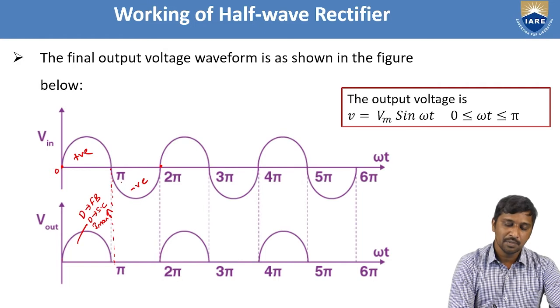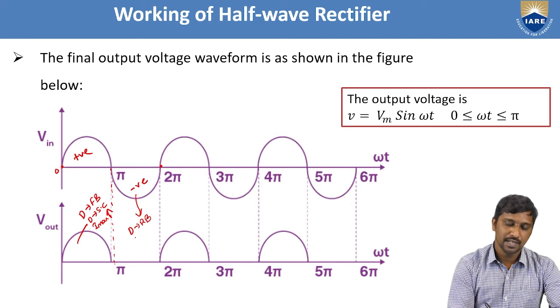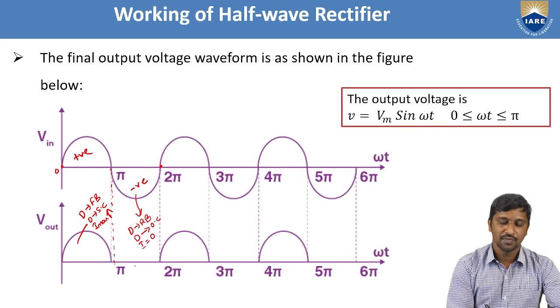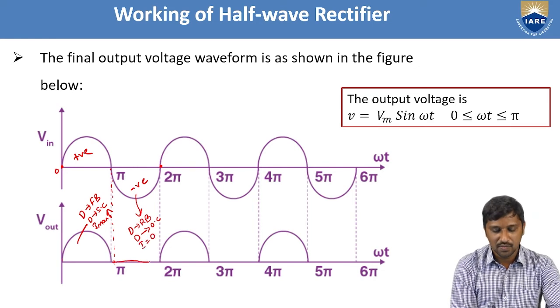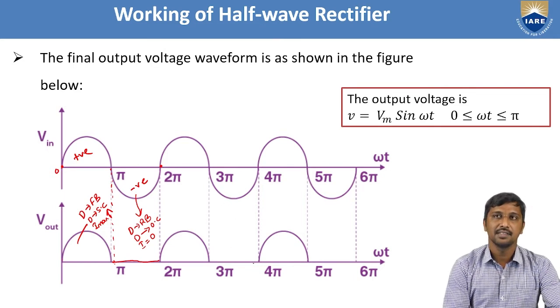Similarly, what happens in the pi to 2 pi or negative peak cycle? At this point, the diode acts as reverse bias. Hence, the diode is replaced with an open circuit, so there is no flow of current. It is represented as 0. Similarly, again when a positive peak occurs, it allows the positive portion. When a negative peak passes through this network, it attenuates this signal.